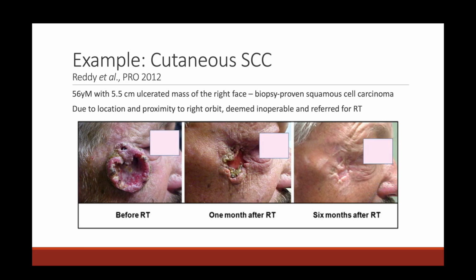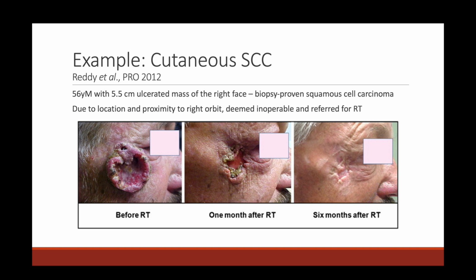This sample case is from a paper that was published in 2012 in Practical Radiation Oncology, and it's a really nice case report of a patient that was treated with electron therapy for a cutaneous squamous cell carcinoma. If you want to read the actual paper and think about some of the considerations that they made for this patient, I would refer you to that paper in Practical Radiation Oncology. It's from 2012, first author, Dr. Reddy.